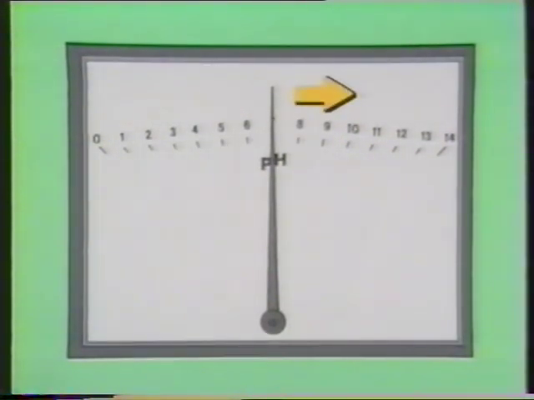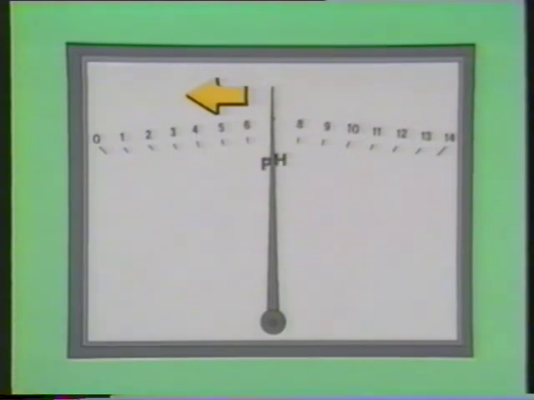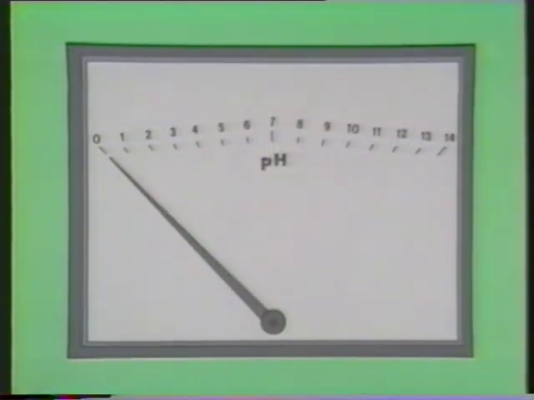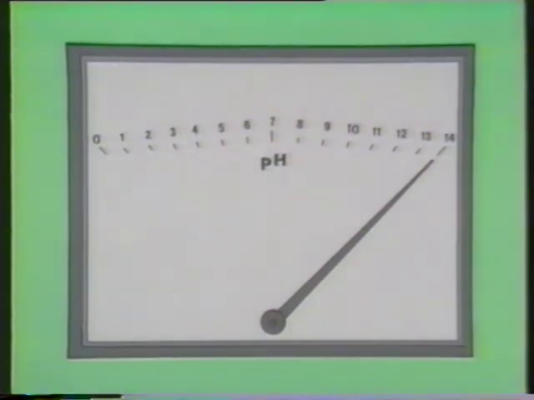From 7, the numbers on the pH scale increase to indicate degrees of alkalinity. The numbers decrease to indicate degrees of acidity. A strong acid, like sulfuric acid, can have a value of less than 1 on the pH scale. A strong alkali, like caustic soda, might have a value close to 14 on the pH scale.